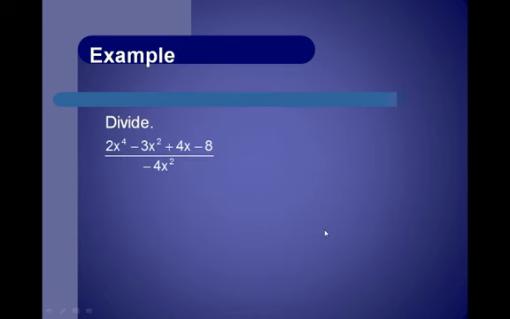Let's do another one. 2x to the fourth minus 3x squared plus 4x minus 8 divided by negative 4x squared. Well, to start with, we're going to divide each piece in the polynomial by the denominator negative 4x squared. So now we're going to divide each piece of the problem, or simplify each fraction.